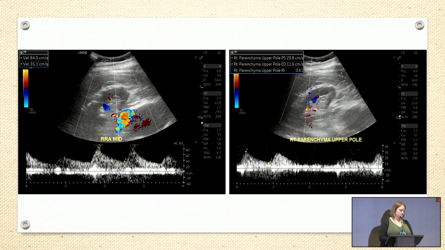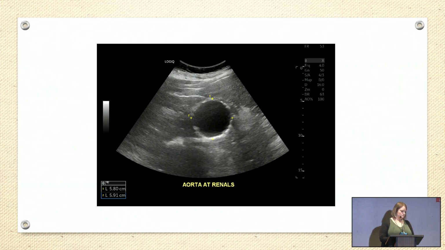Like I said, this one was also limited by belly girth and bowel gas, but you can see here in the mid-segment and parenchymals, you can see the delay to upstroke. So as sonographers, we know that tells us something's going on more proximal. And then that tech measured the aneurysm at the time of that exam, getting around what we got before. So we got 5.8 by 5.9.